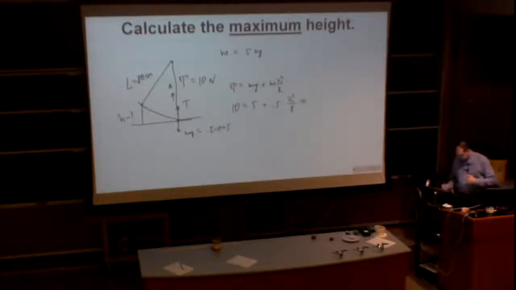Hence, 10 minus 5 times 0.8 over 0.5 equals critical speed squared.